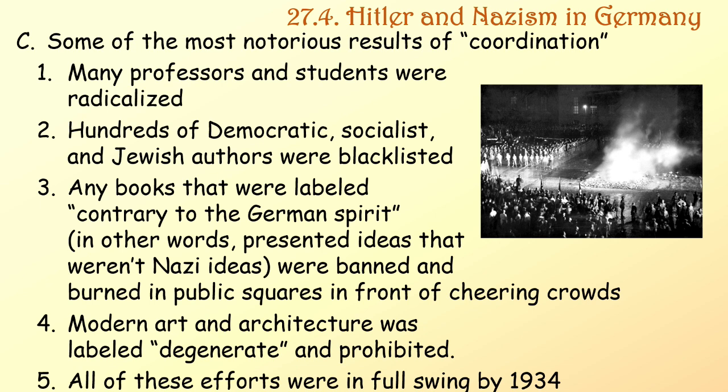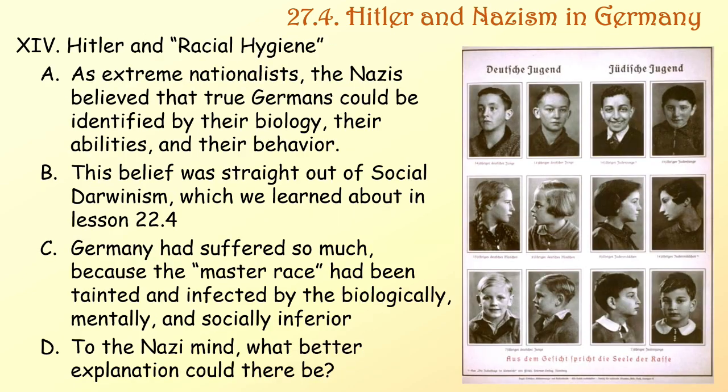Some of the most notorious results of coordination. Many professors and students were radicalized. Hundreds of Democratic, Socialist, and Jewish authors were blacklisted. Any books that were labeled contrary to the German spirit, in other words, they presented ideas that weren't Nazi ideas, were banned and burned in public squares in front of cheering crowds. Modern art and architecture was labeled degenerate and prohibited. All of these efforts were in full swing by 1934.